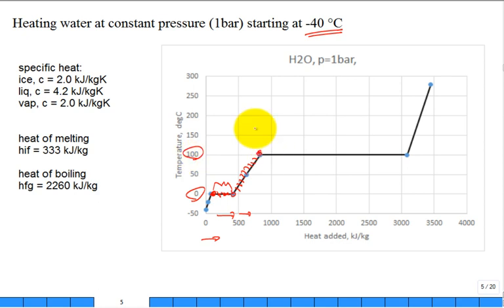Now it's saturated liquid, meaning if I add any more heat, some of it is going to start turning into vapor. And as I add more heat, more of it turns into vapor until it's all saturated vapor. But the temperature didn't change. At constant pressure, 1 bar, or 1 atmosphere, it's at 100 degrees C.